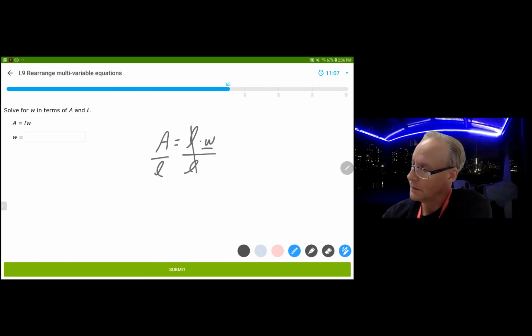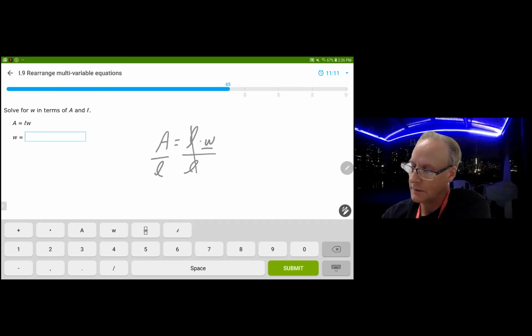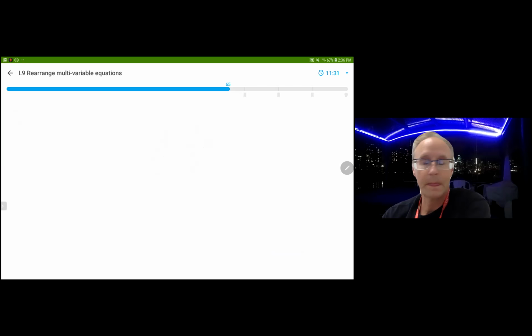And W is equal to A divided by, oops, got to put the division bar first, huh? A divided by L, because we want to get W by itself. I like the pretty little L they put there. There we go.